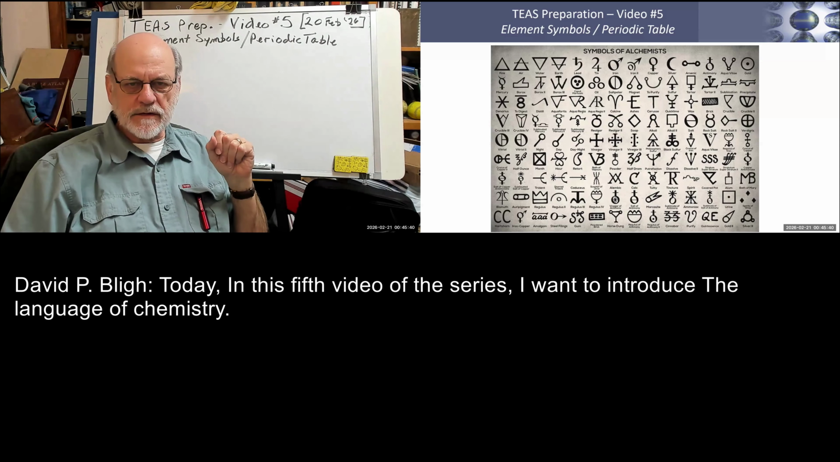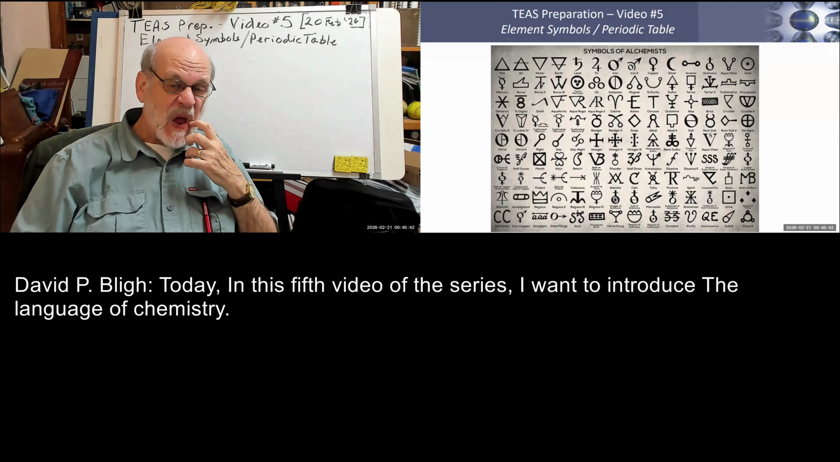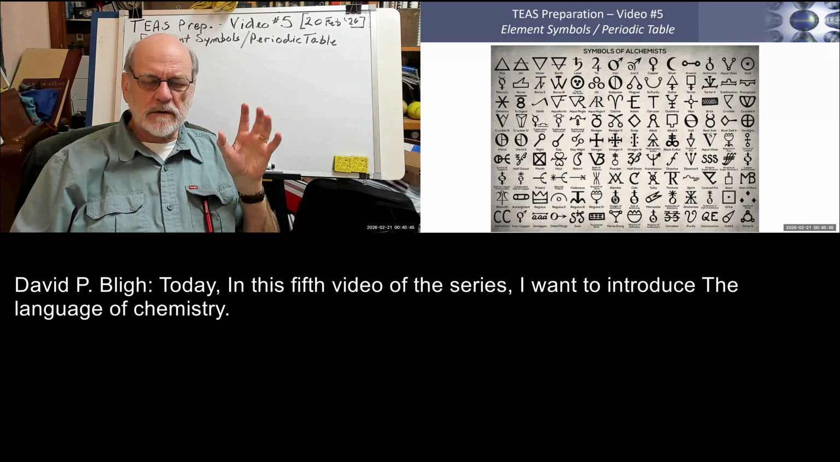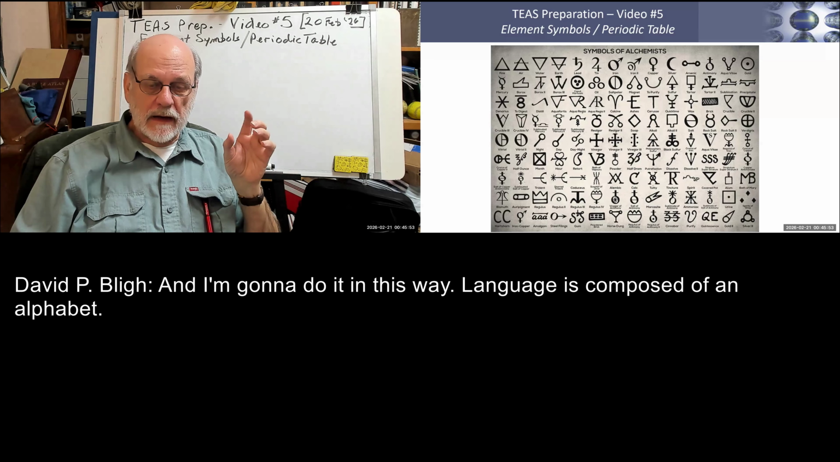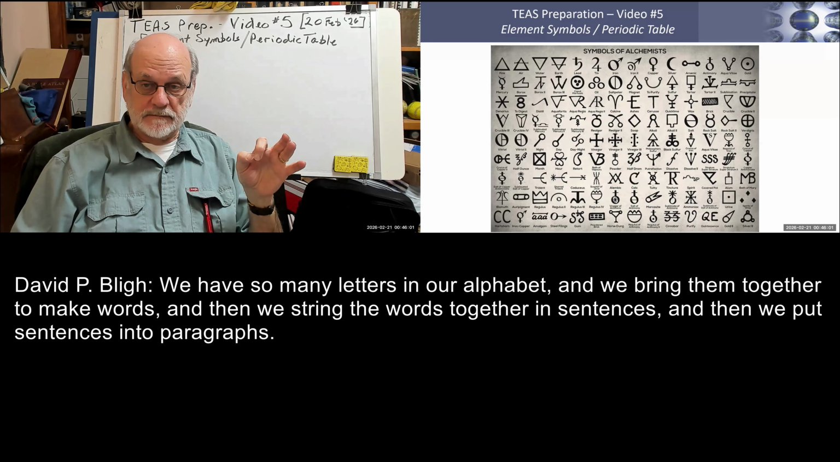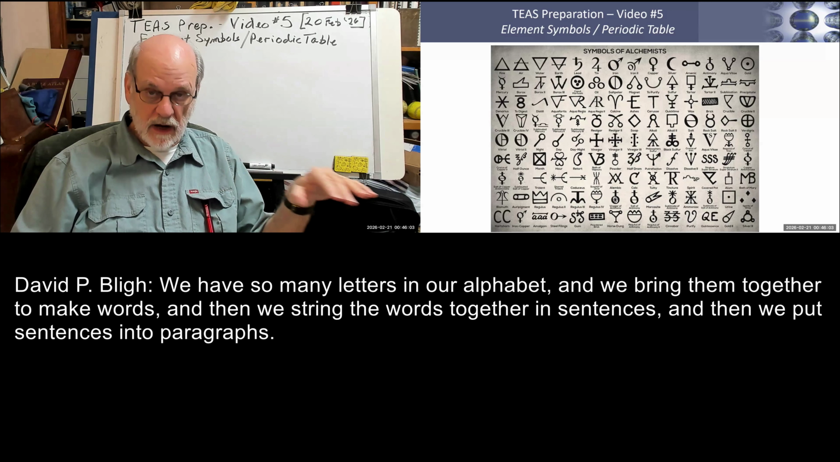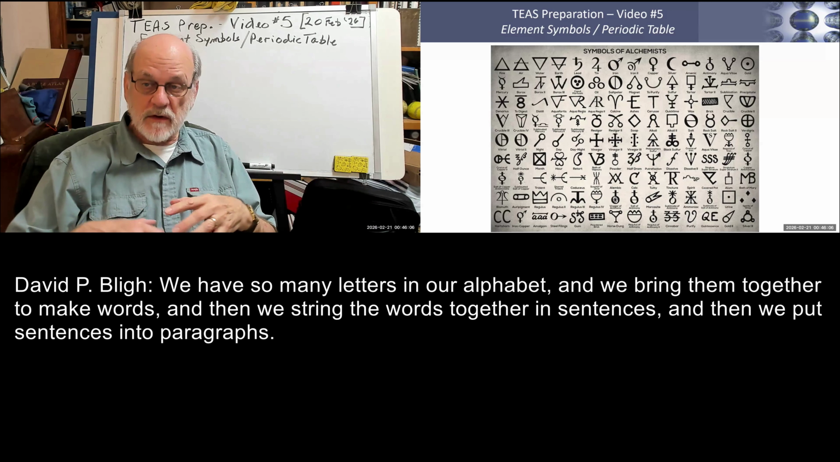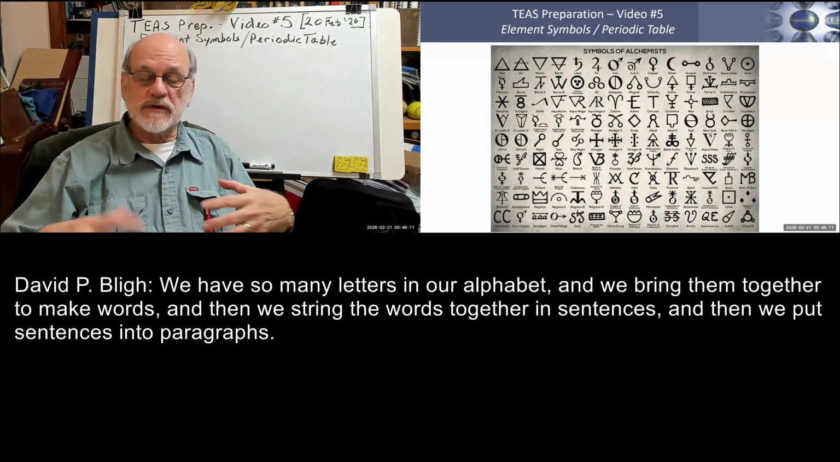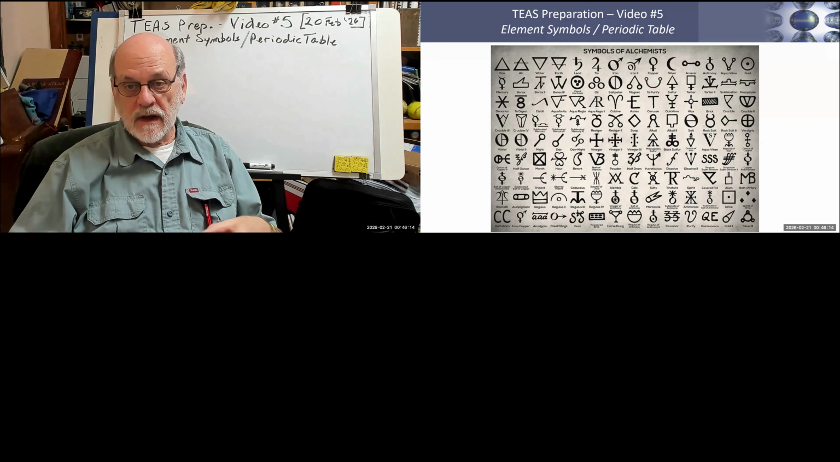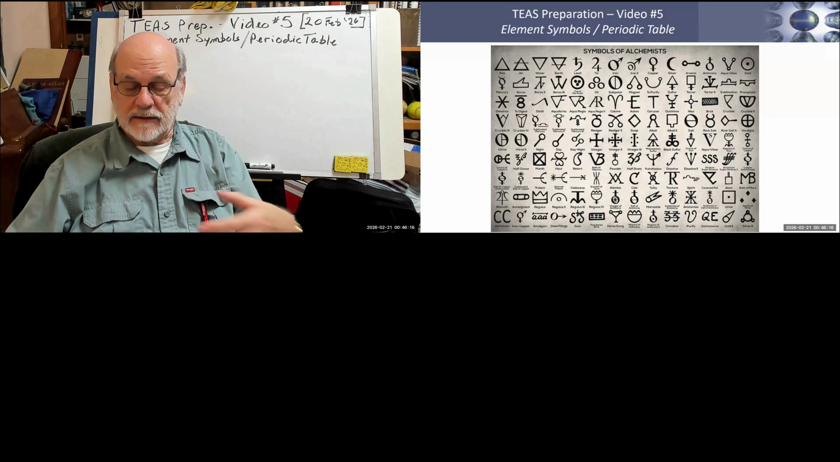Today, in this fifth video of the series, I want to introduce the language of chemistry. And I'm going to do it in this way. Language is composed of an alphabet. All right? We have so many letters in our alphabet, and we bring them together to make words. And then we string the words together in sentences, and then we put sentences into paragraphs and convey a meaning.